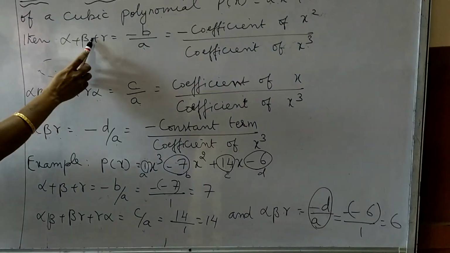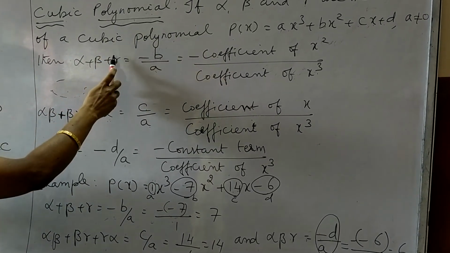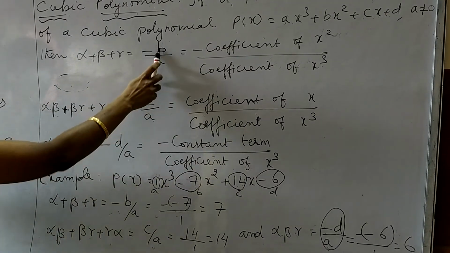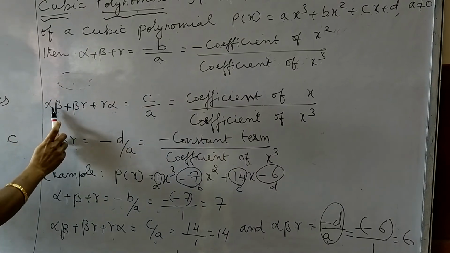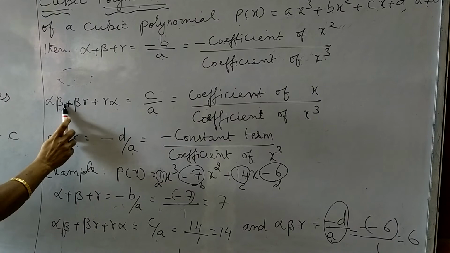So all these results should be remembered, whether it is a cubic polynomial or a quadratic polynomial. These results should be remembered to find the sum and product of zeros, two zeros taken at a time.